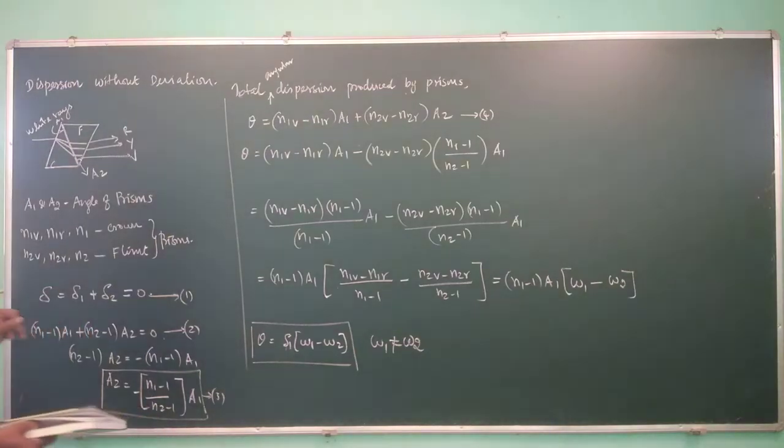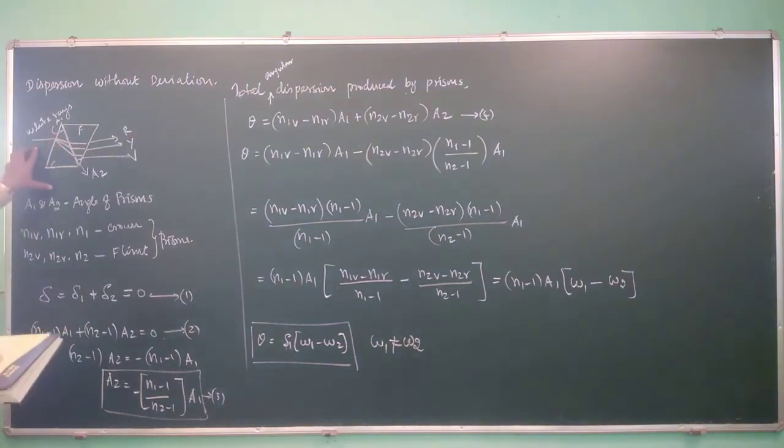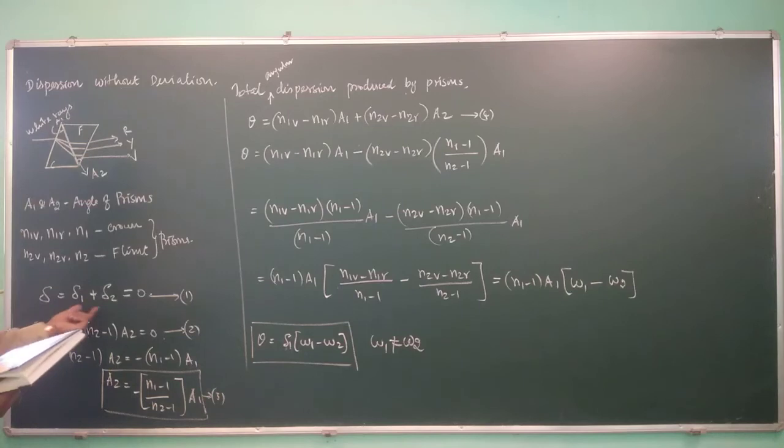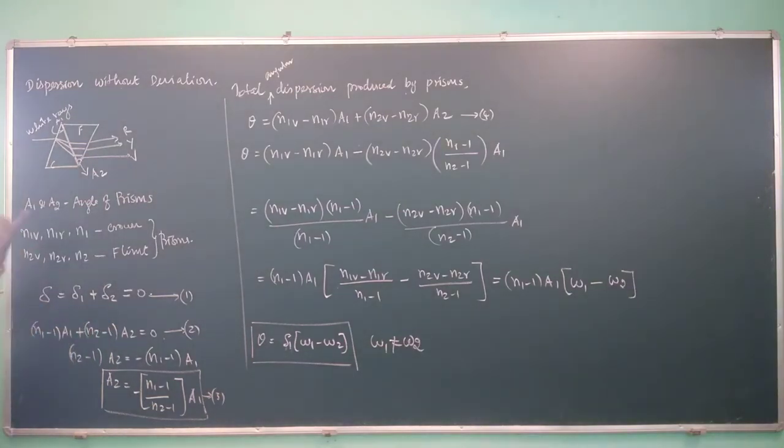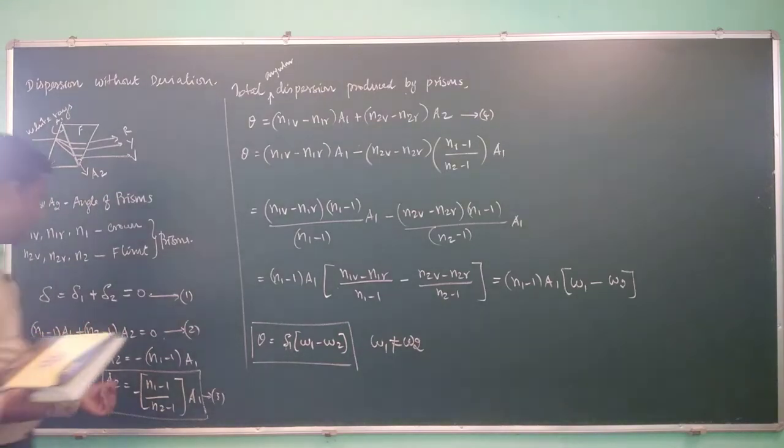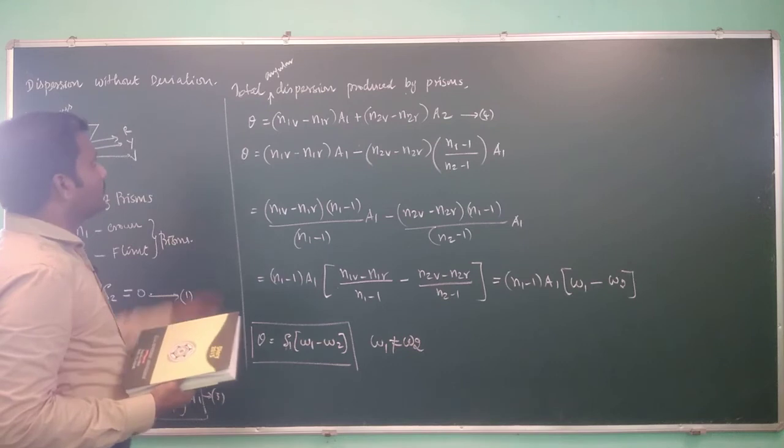Let me recollect what we have done. We assumed the condition of this composition of prisms where deviation is equal to 0. We wrote the mean deviation of the first prism, the crown prism, as delta 1, and the mean deviation of the second prism, the flint prism, as delta 2. The sum is equal to delta, the mean deviation of the composition. Then we wrote delta 1 as n1 minus 1 into a1 plus delta 2 as n2 minus 1 into a2, which equals 0 if you want zero deviation, and we wrote a2 in terms of a1.